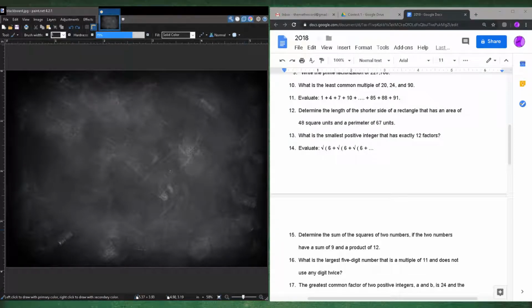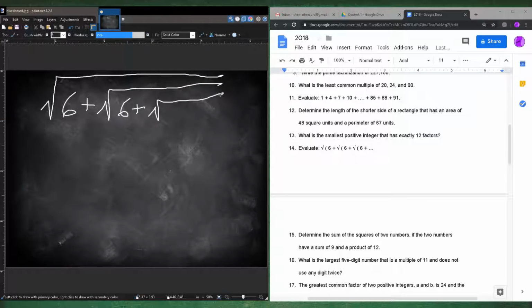Question 14. Evaluate square root 6 plus square root 6 plus square root 6, etc. into infinity. I don't have the packet, so I wrote this in a Google Doc. So this is square root 6 plus square root 6 plus square root 6 plus, as it goes on, right? So this goes on for infinity. What you do is look for the pattern. So the first thing you do is denote this entire thing as x. So we call this entire thing x.